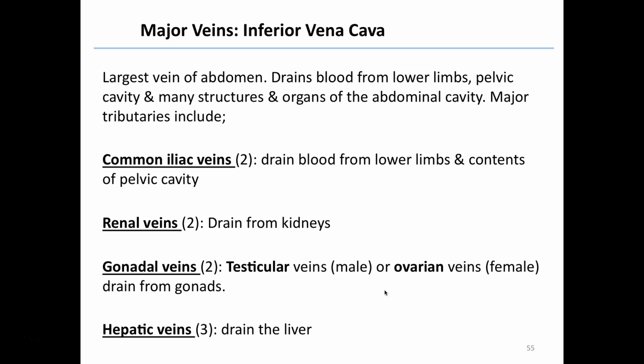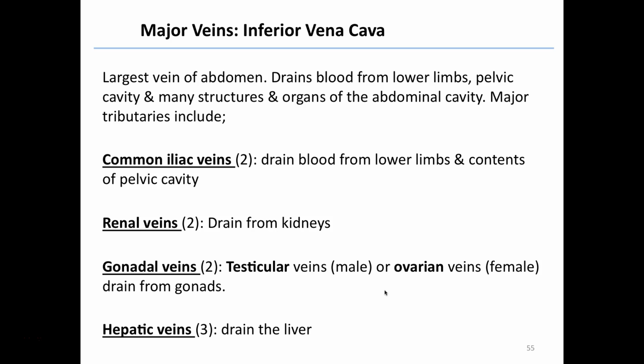Now we're going to talk about some of the major veins. We're almost at the end of the lecture, and we'll conclude by talking about these major veins and being able to identify them on the model. The largest vein in the abdomen is the inferior vena cava. We have the abdominal aorta in the abdomen, and the accompanying vein with that is the inferior vena cava, so we see those running side by side.